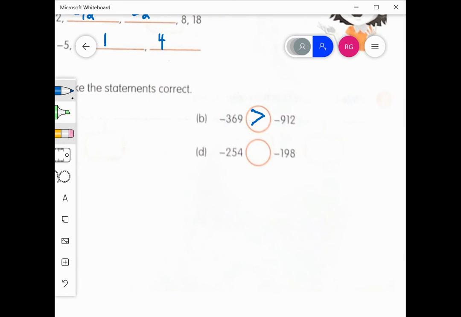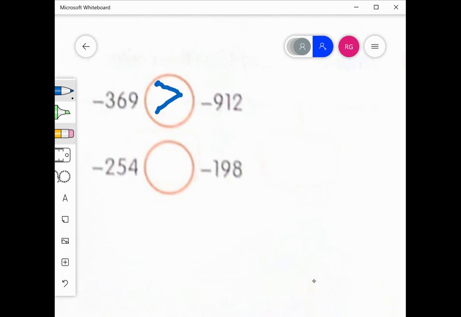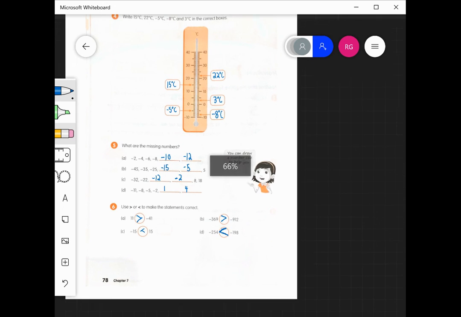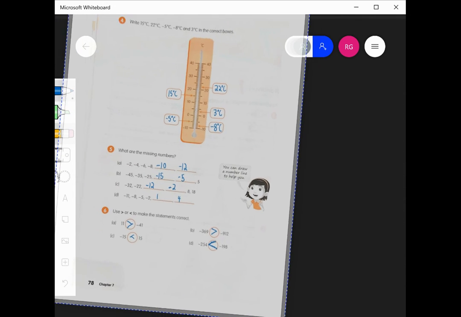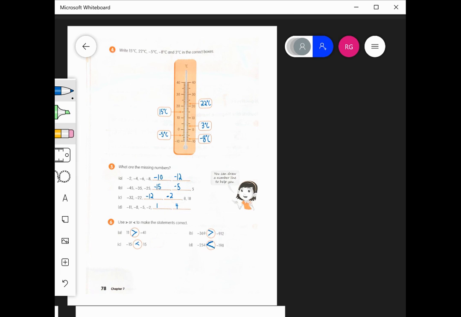And then for the last one, D, I can say that -198 is going to be closer to 0. So let's make this a less than, if possible. All right, so we got those answers there. Let me just show you the whole page, and then we'll move on to page 79 after this. All right, so that's it. Page 78 is finished.